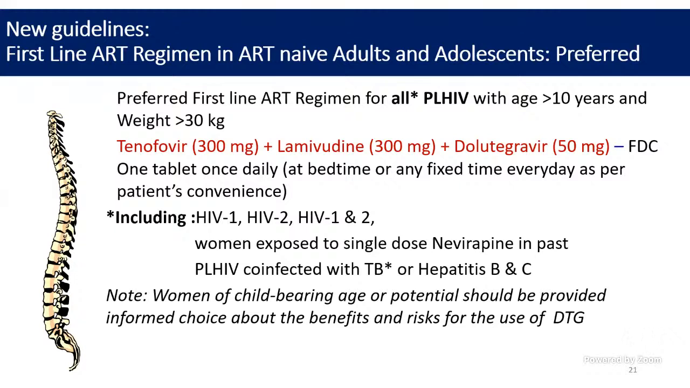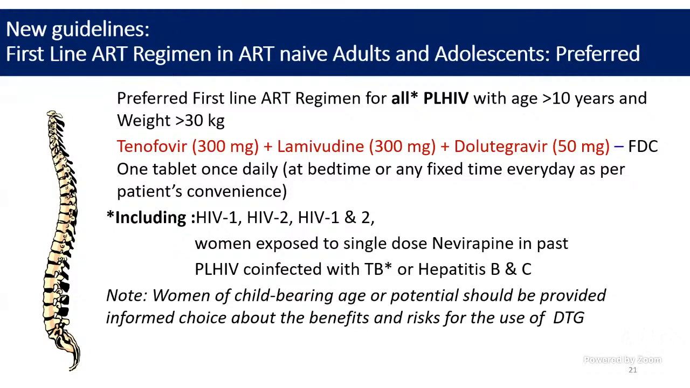Now, the new guidelines, as we know, for what will be given to a patient who is more than 10 years of age, weight more than 30 kg, the regimen will be tenofovir, lamivudine, and dolutegravir, 300, 300, 50, as we all know, commonly known as TLD. One tablet to be taken once at bedtime or any other fixed time every day as per the patient's convenience. This is a very superior drug. Why? Because here we do not need to bother about the HIV 1 or 2 reports. We do not need to really see his hepatitis B and C profile because it is active against hepatitis B, it is active against HIV 1, 2, and both.